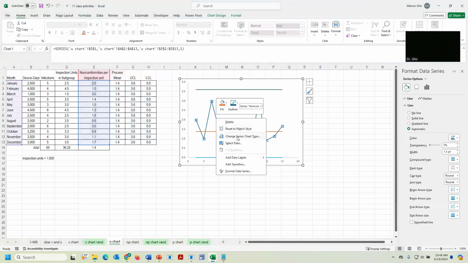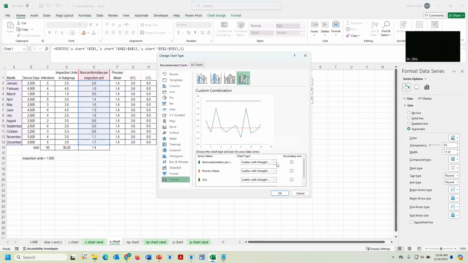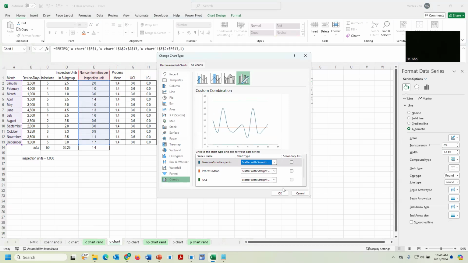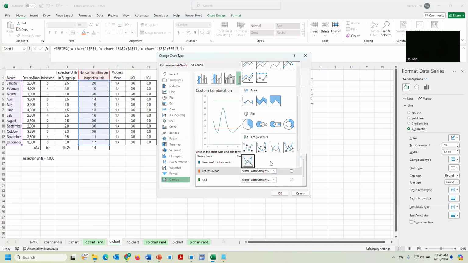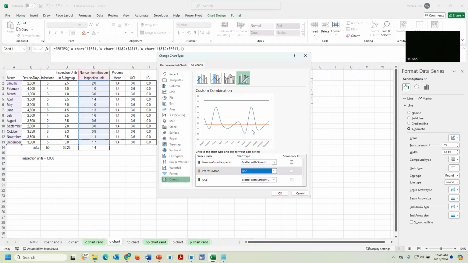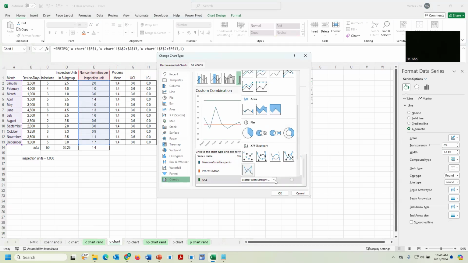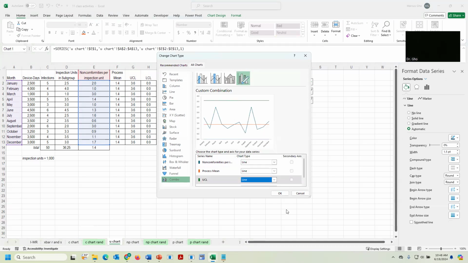Change chart type. No, I don't want scatter. Maybe I want to combine. Is that what it is? No. Let's see. There we go. Or not necessarily smooth. I don't want stacked. Okay, let me just, sorry about this. Line, need some line.